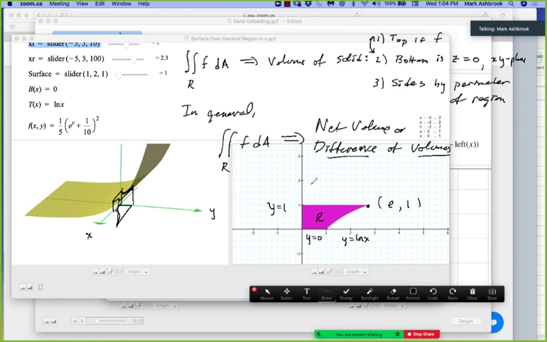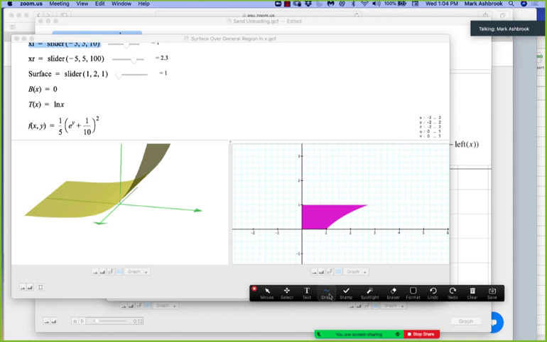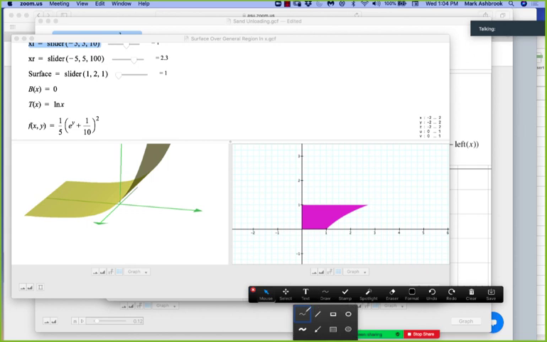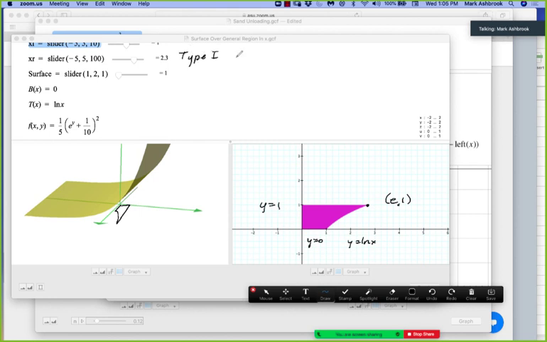Okay, so let's set up the integral to actually find the volume of this one. This is again y equals 0, y equals natural log of x. This is e, 1, and this is y equals 1. Okay, so let's do type 1. Type 1 was dy dx, and so that means we do y first. So the mantra is bottom to top, left to right. So dy coming first, we're going to do bottom to top, left to right.